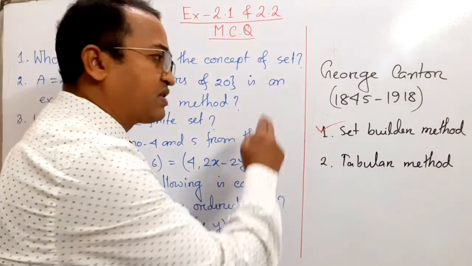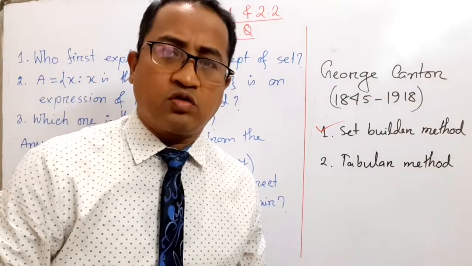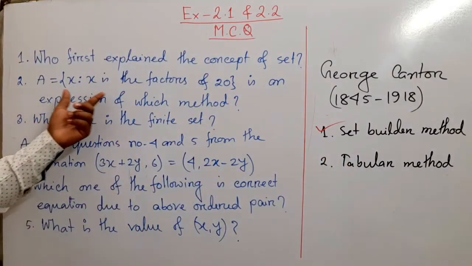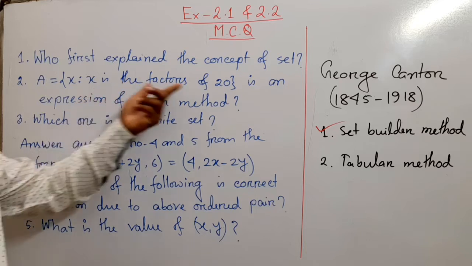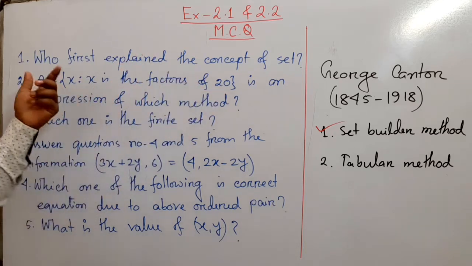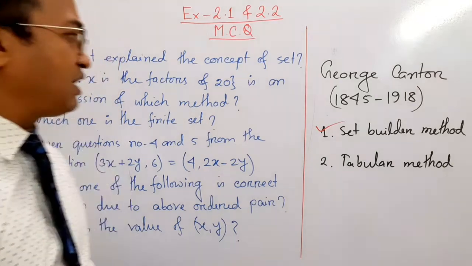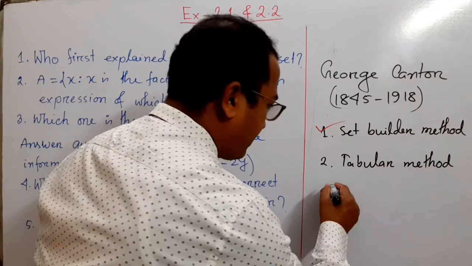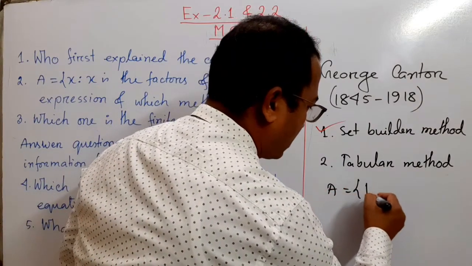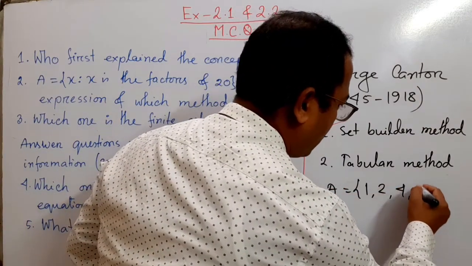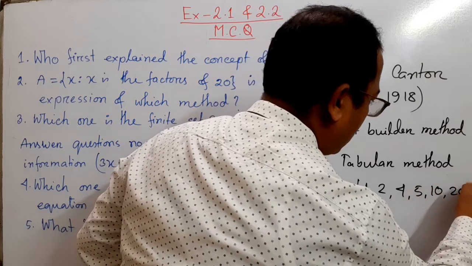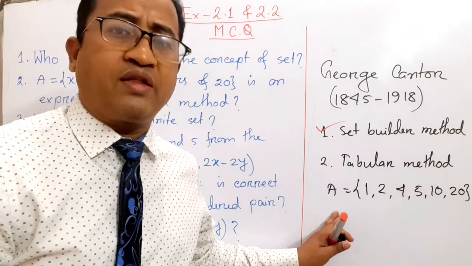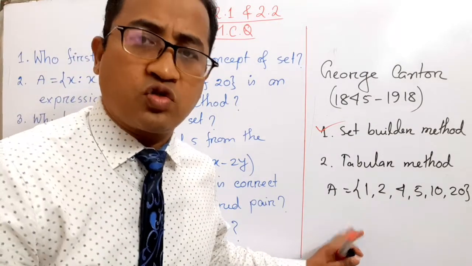Another name of the set builder method is the rule method. And again, the tabular method is the other process. If I express this in tabular method, what will it be? We should write all the factors of 20 as the elements of set A. What are the factors of 20? The factors of 20 are 1, 2, 4, 5, 10, and 20. This is the tabular method, and another name of the tabular method is the roster method.